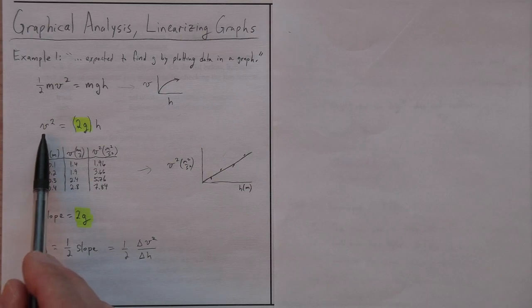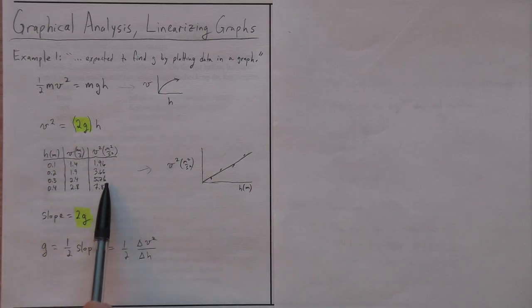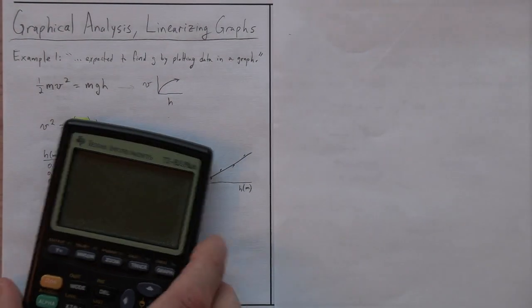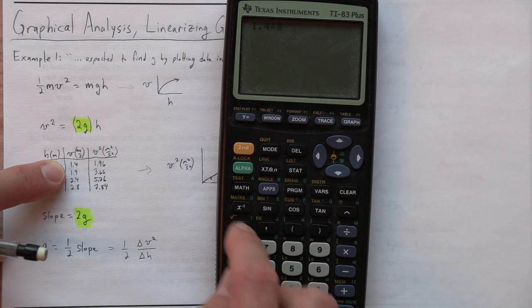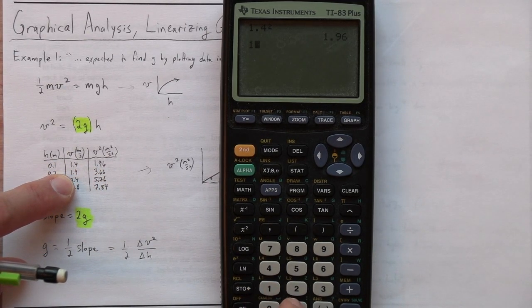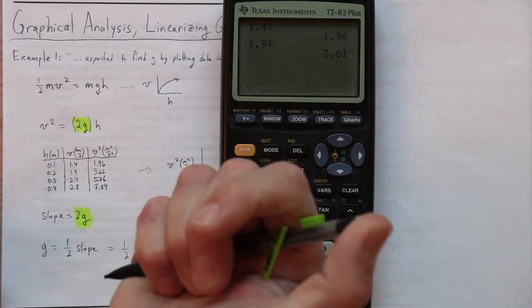You see that this now is on the y-axis. I make an entirely new column of v squared terms. For example, 1.4 squared is 1.96. 1.9 squared is 3.61. Okay.